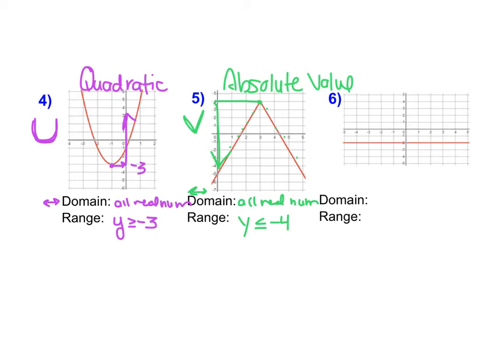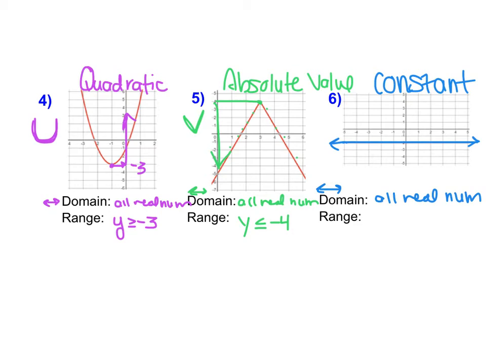Then our last one here is number 6. When I look at this one, I notice that this one is just a horizontal line here at -2. And that horizontal line looks just like the constant family. So this is a part of the constant family function. It has a domain of all real numbers because it's going forever to the left and right. And then the range, if we look carefully, the only y value that I'm using to create points on this graph is right here at y equals -2. So we have a range of y is equal to -2.